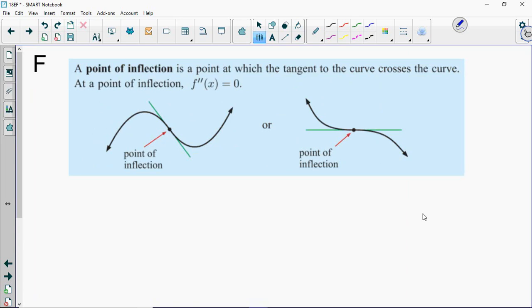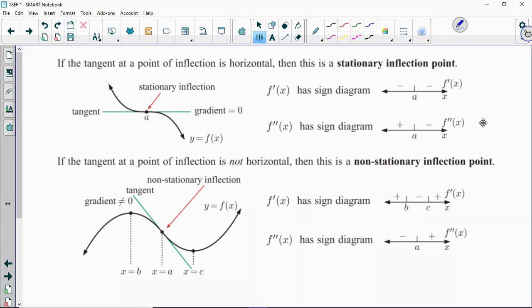So points of inflection, we saw these briefly in the first video. Just like in the previous video, when we classified stationary points as being either a maximum or a minimum or a stationary point of inflection, when we identify a point of inflection, we will need to know whether it is stationary or non-stationary. And that's easy to tell from the graph, but remember, we're doing this without technology, so we're trying to identify this stuff when we can't see the graph.